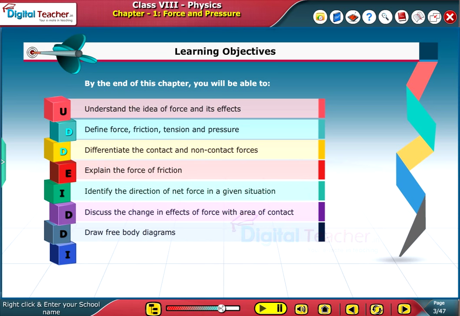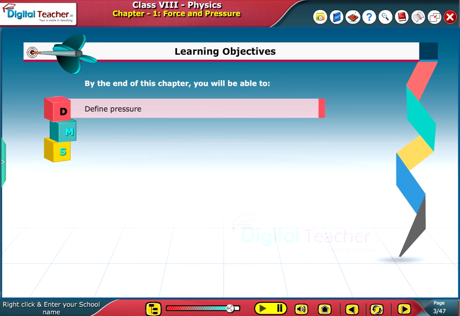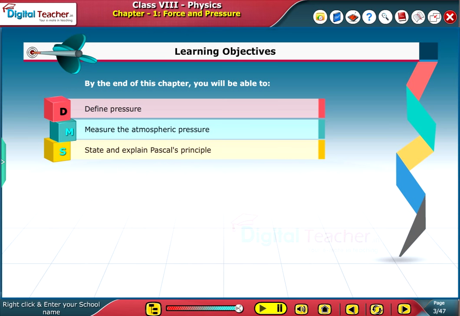Draw free body diagrams. Identify the effects of force. Define pressure. Measure atmospheric pressure. State and explain Pascal's principle.